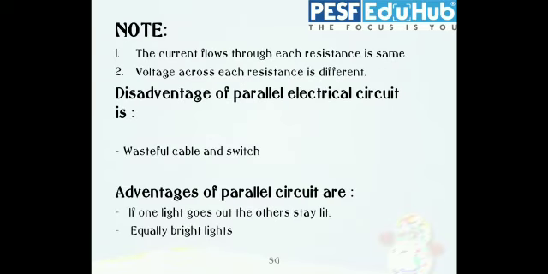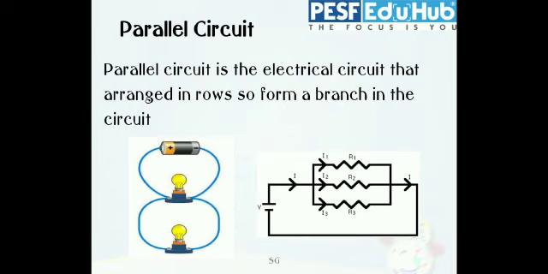Next, there is a typing error here. The current flowing through each resistance is different and the voltage is the same. You just mark it as a typing mistake. And the disadvantage is wasteful cables and switches. Yes, because for a parallel circuit, we can control each bulb with a different switch. Okay, so it is cost effective. Clear?